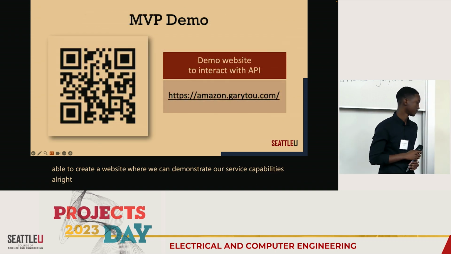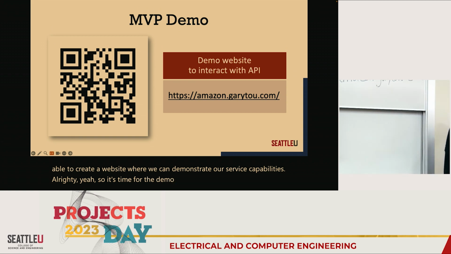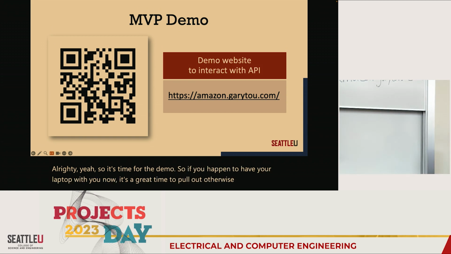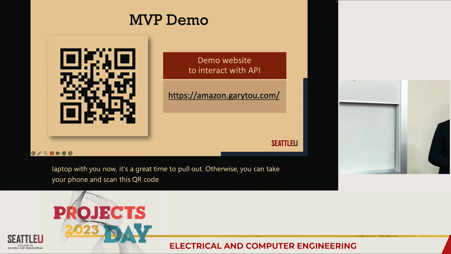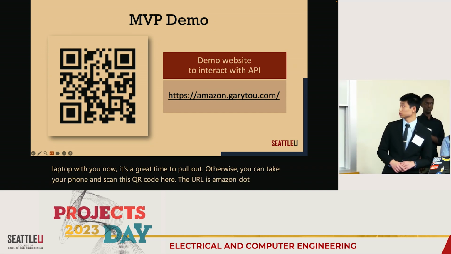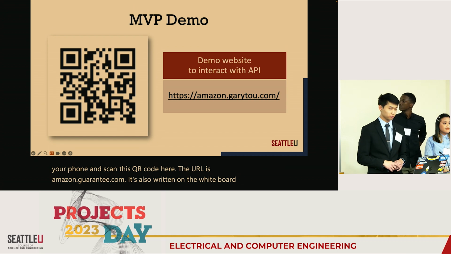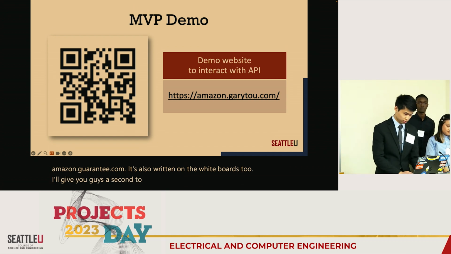Alrighty, so it's time for the demo. If you happen to have your laptop with you, now's a great time to pull it out. Otherwise, you can take your phone and scan this QR code here. The URL is amazon.garrett2.com. It's also written on the whiteboards too. I'll give you guys a second to do that.